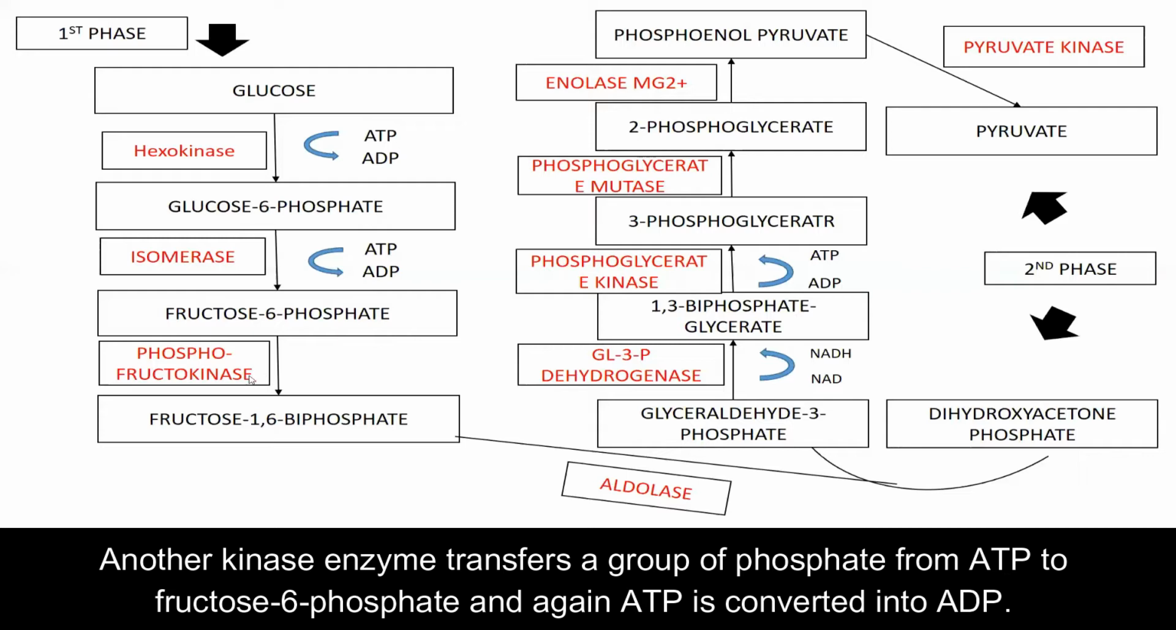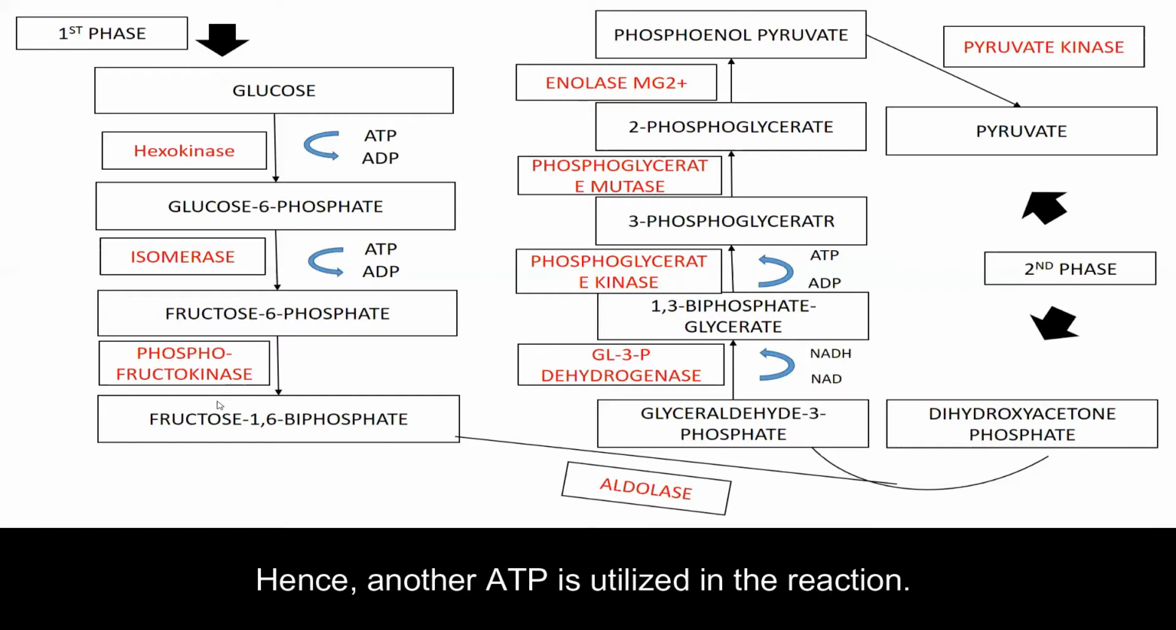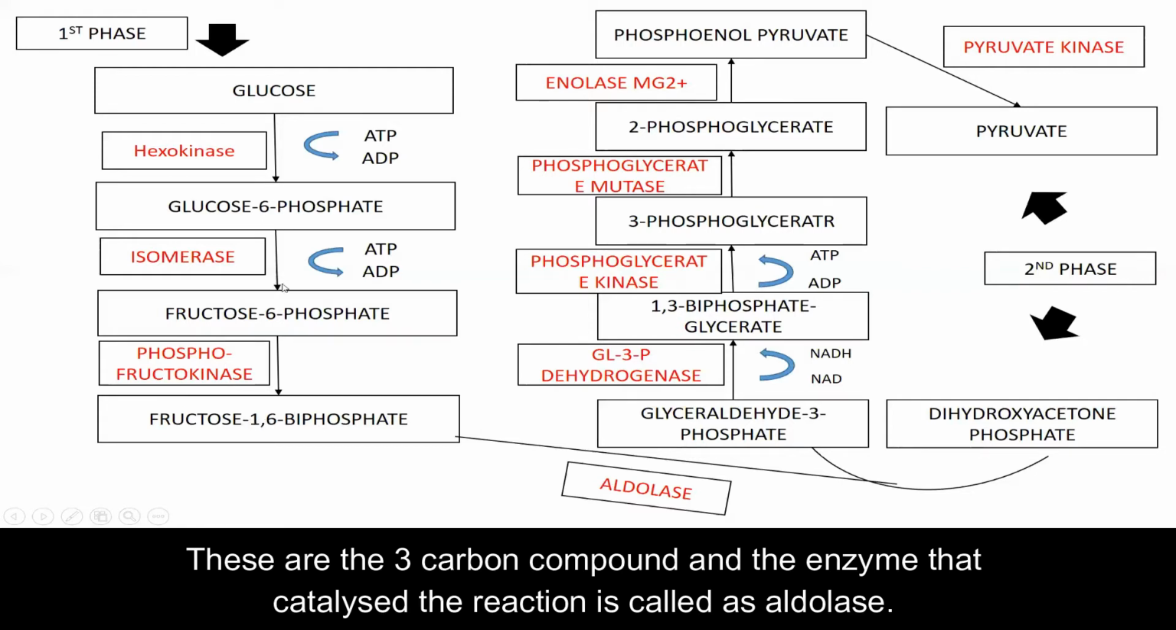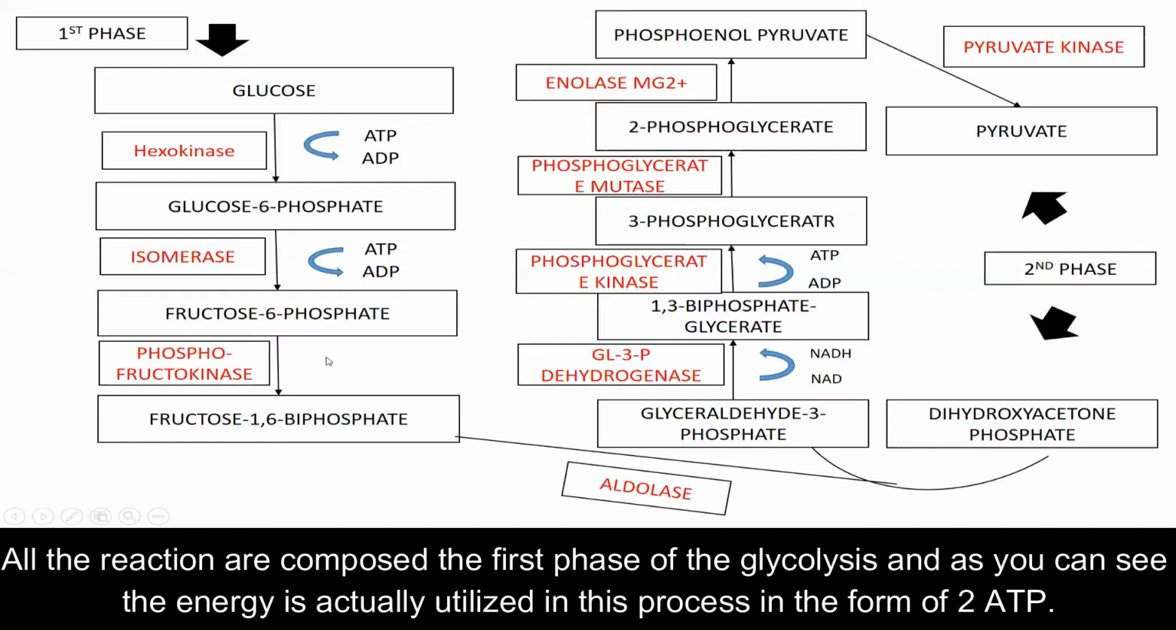Another kinase enzyme transfers a group of phosphate from ATP to fructose 6-phosphate, and again ATP is converted into ADP. Hence, another ATP is utilized in this reaction. Next, the fructose 1,6-biphosphate is split into two, which are glyceraldehyde 3-phosphate and dihydroxyacetone phosphate. These are 3-carbon compounds, and the enzyme that catalyzes the reaction is aldolase. All these reactions compose the first phase of glycolysis, and as you can see, the energy is utilized in this process in the form of 2 ATP.